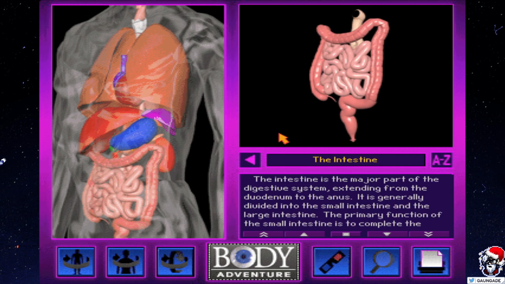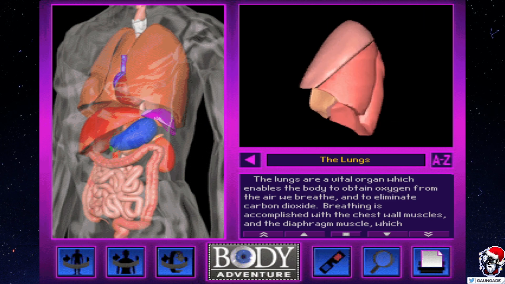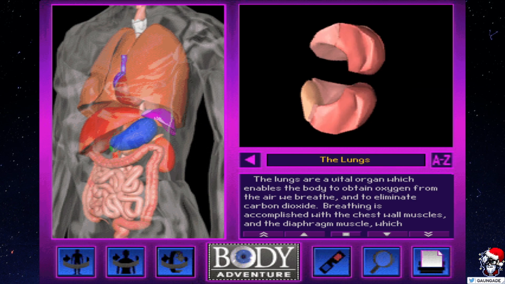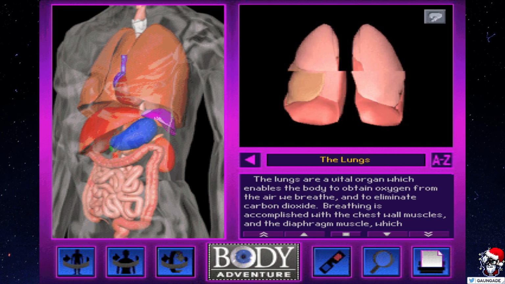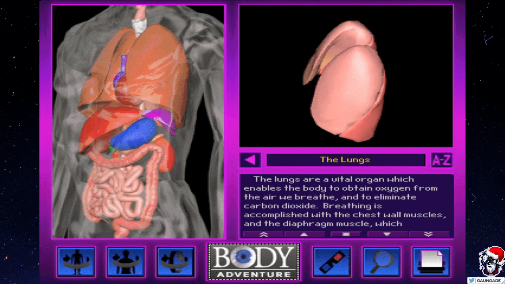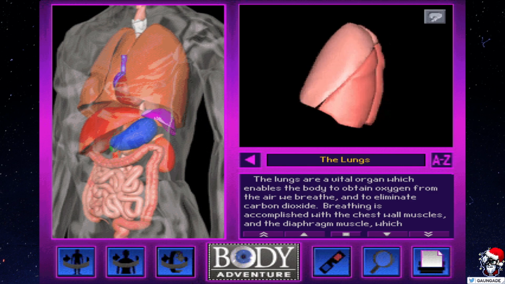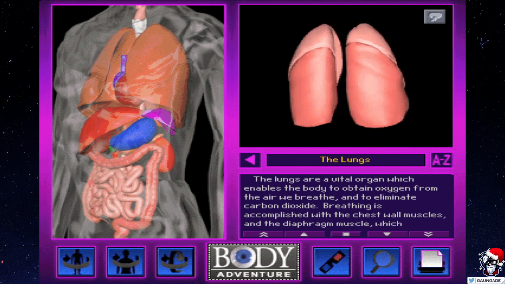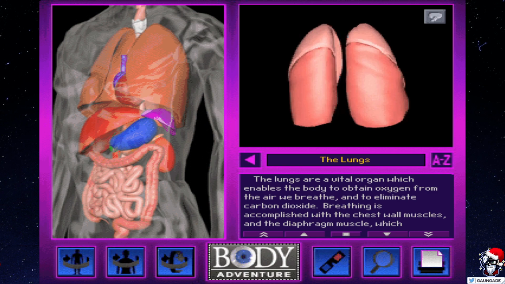The intestine. The intestine. No! Not lungs, again! What the fuck? Jetpacks. Why are you breathing? This looks like a penis.